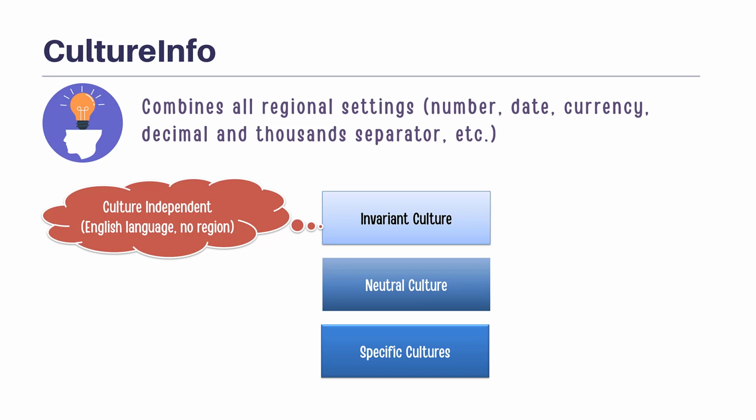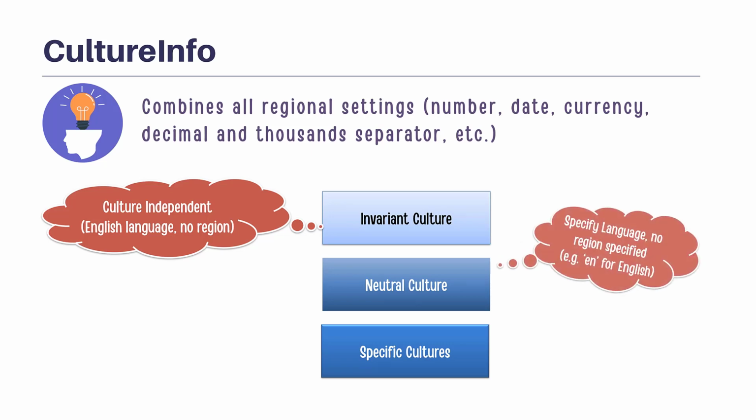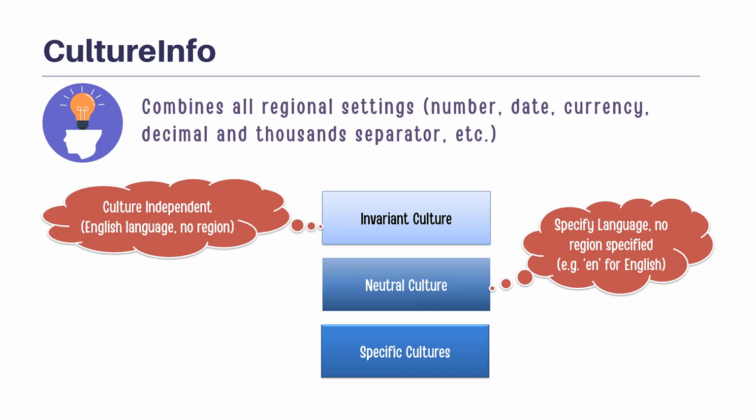Another way for passing CultureInfo object is neutral culture. In case of invariant culture, we don't specify both language as well as region. But in case of neutral culture, we can specify the language explicitly. We don't need to specify the region. Finally, we can specify culture explicitly by specifying both language as well as region.